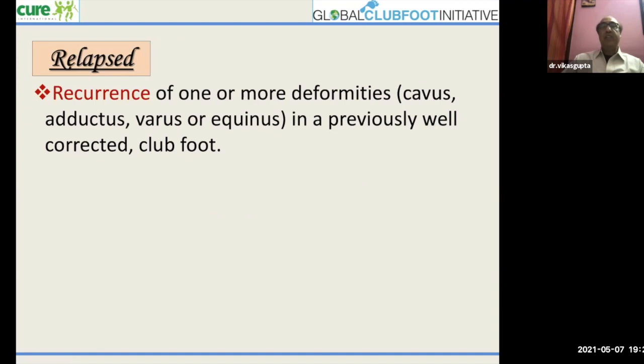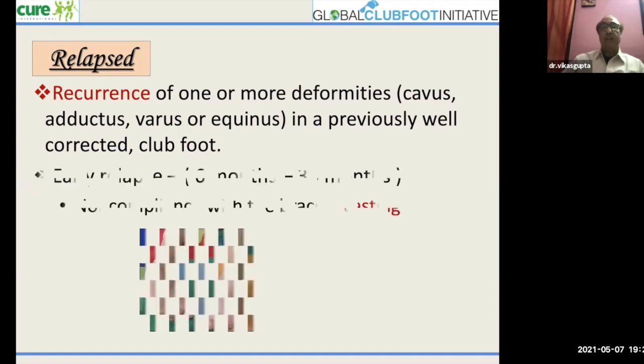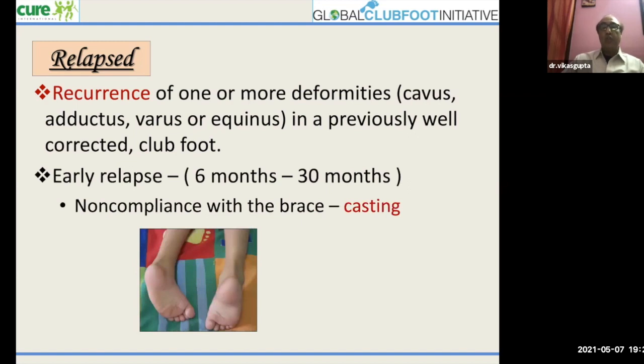Now, what is relapsed? So relapsed clubfoot is recurrence of one or more deformities, either cavus, usually rare, adductus, varus, or equinus in a previously well-corrected clubfoot. I would say well-documented also. So recurrence of any of these deformities classifies this foot as relapsed clubfoot. Now, relapsed clubfoot can also be further subdivided as early relapse, seen within 30 months. And the usual reason is non-compliance with the brace. And all these cases require repeat Ponseti casting followed by a vigilant bracing schedule.